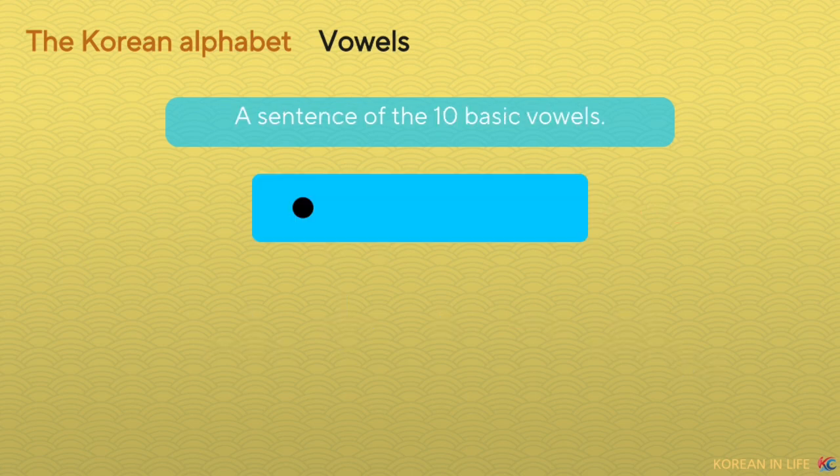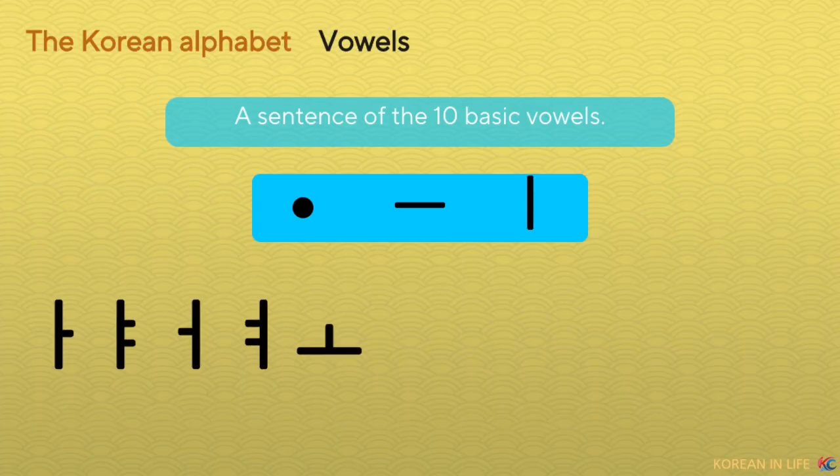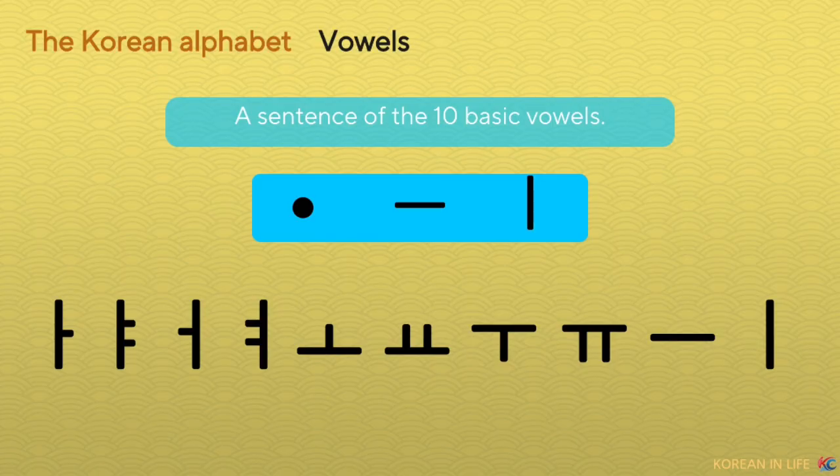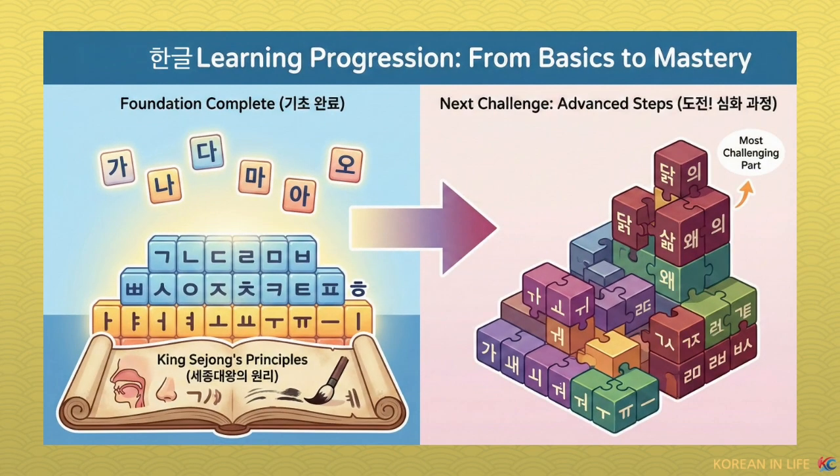The sky, the earth, the man. These 3 simple elements combine to complete the 10 basic vowels. Hangul vowels are not just letters. They are nature itself.